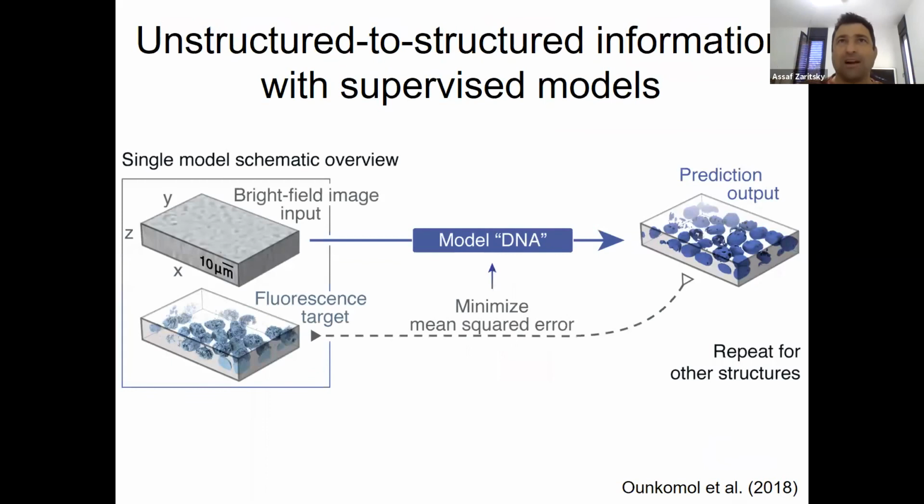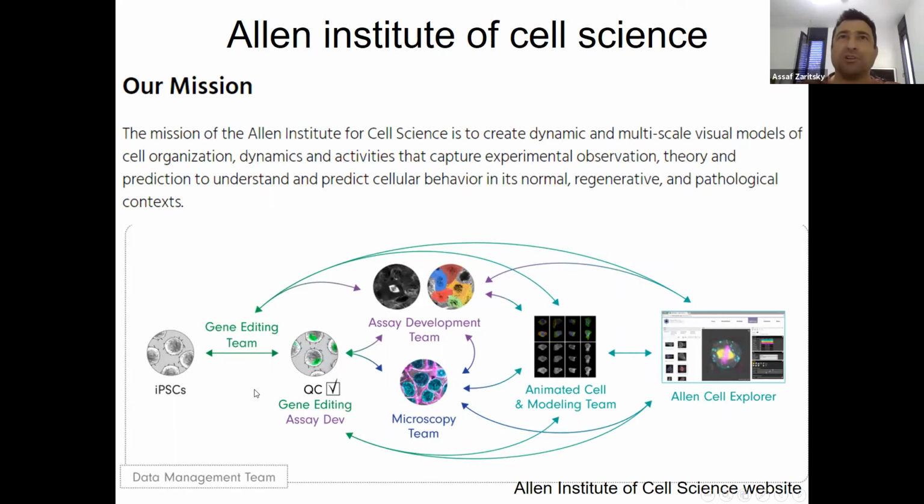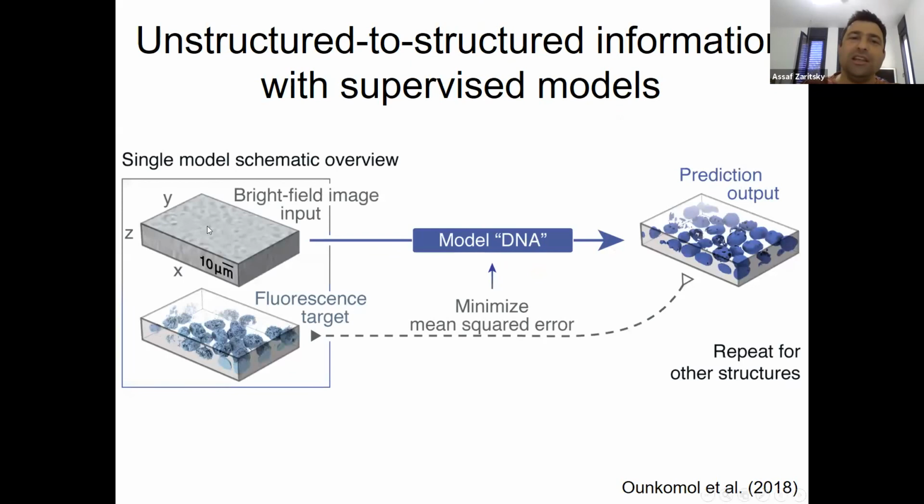So the idea is as follows. It's really hard to label fluorescently a lot of organelles, but we can do it with one organelle. And the Allen Institute did that. Part of their data is these cells, where each cell system has a different organelle label. So if we have cells with one organelle label, we can learn a mapping, so we can train a generative model to map the bright field image to a reconstruction of the fluorescent target.